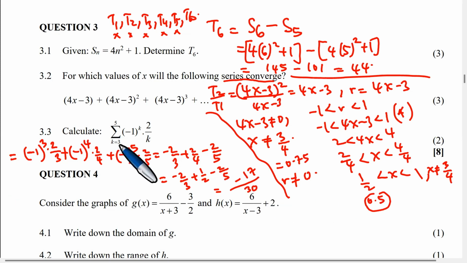You start from 3 to 5. Wherever there is k, you put 3. Next, after 3, the sum runs from 3 to 5, so next you put 4, then next you put 5. And you get the answer.